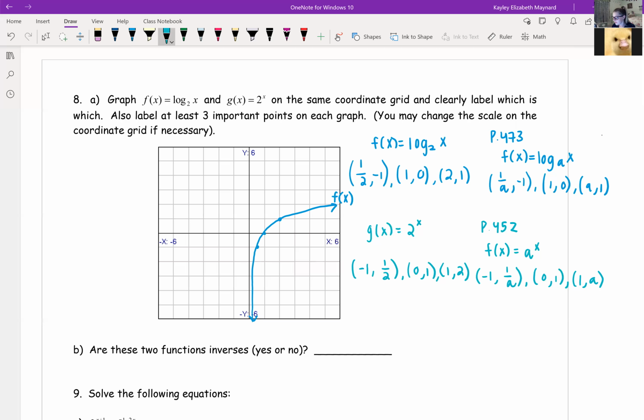Okay, so now let's do g of x. So just graphing those 3 points that I have for g of x. I've got -1, 1/2. I've got 0, 1. And I've got 1, 2. Okay, so just giving you a rough sketch of this one. That is g of x. And that would be it for graphing them.